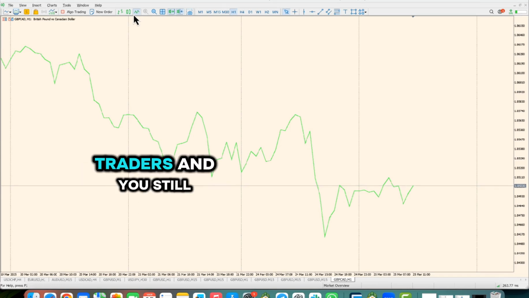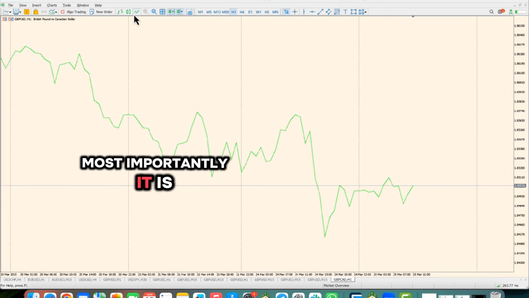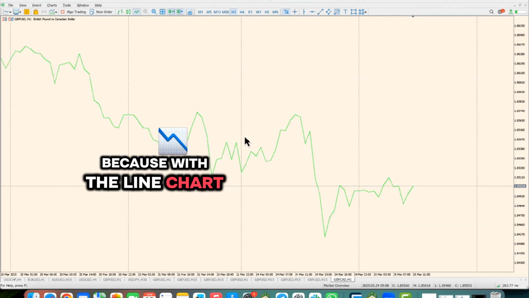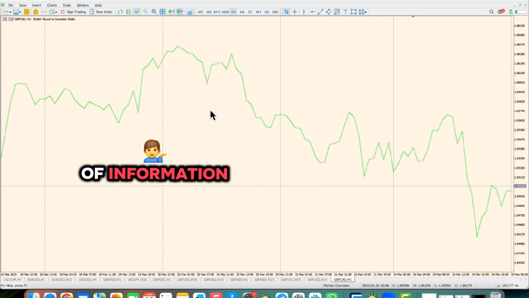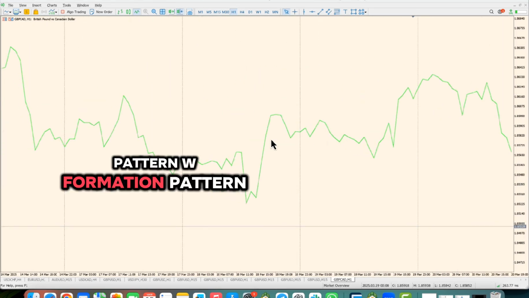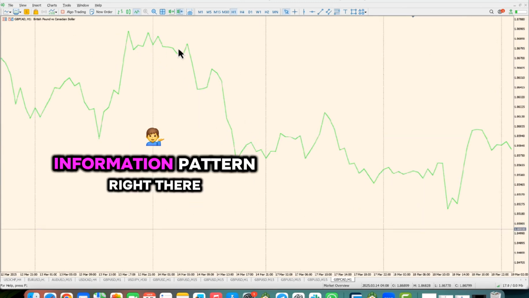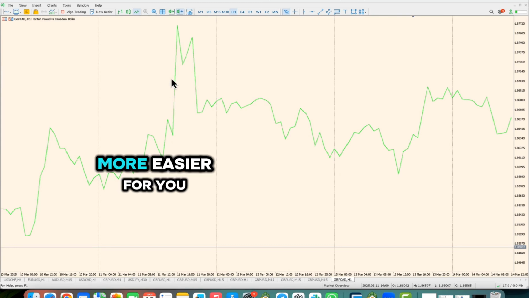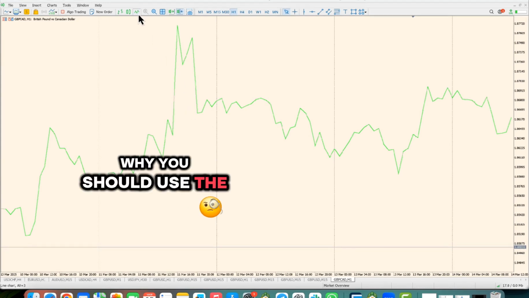If you're a newbie trader and you're still struggling to identify patterns, most importantly, it is very good for you to use the line chart, because with the line chart, you can easily see when the market is doing back and forth, M formation pattern, W formation pattern. Like you can see this W right here. You can see another one. You can see an M formation pattern right there, creating triple highs and the rest of that. It makes it much easier for you to see patterns. And that is one of the key reasons why you should use the line chart.